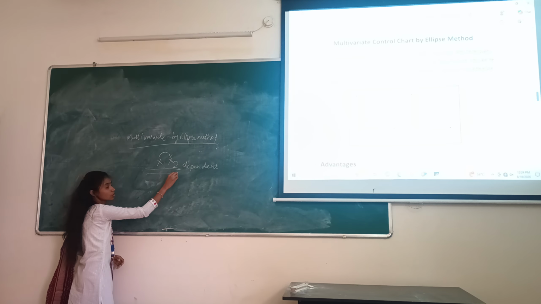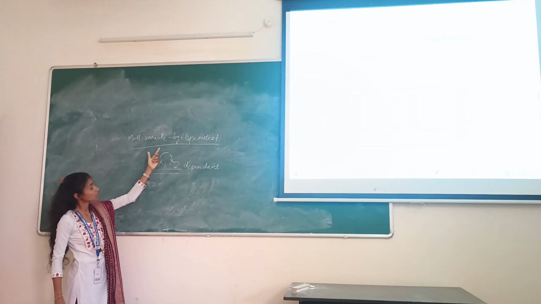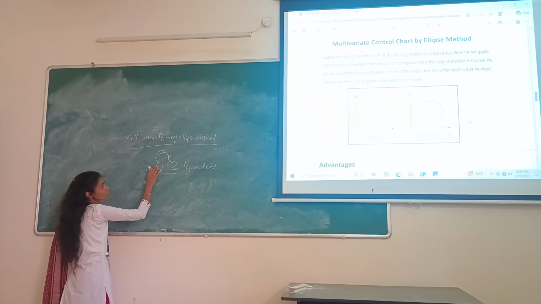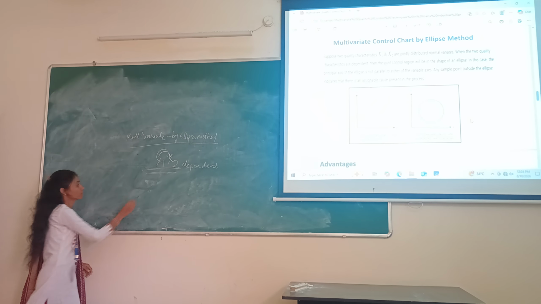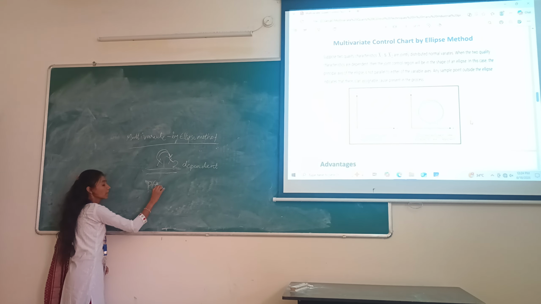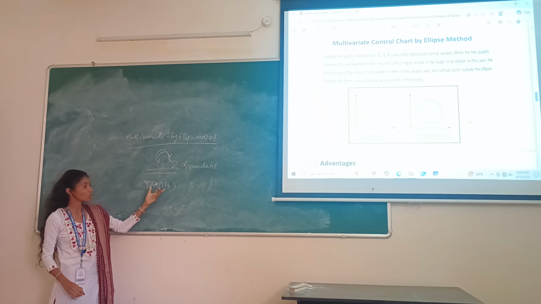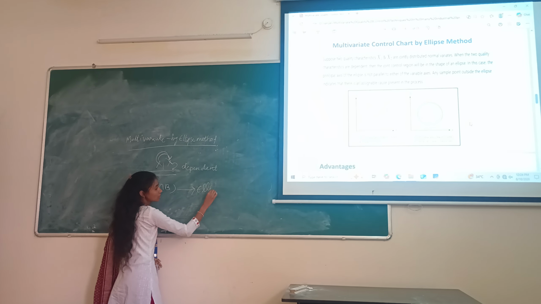ఈ two characteristics dependent ఉన్నప్పుడు మాత్రమే మనం multivariate control chart by ellipse method అనేది యూజ్ చేస్తాం. And if I am taking ఈ two variables dependent అయినప్పుడు మనకి joint normal distribution వస్తుంది. Which is nothing but the probability of A intersection B. So ఇలా వచ్చినప్పుడు ఈ జాయింట్ డిస్ట్రిబ్యూషన్ అనే రీజియన్ ఎలిప్టికల్ రీజియన్ కౌంట్ అవుతాయి.